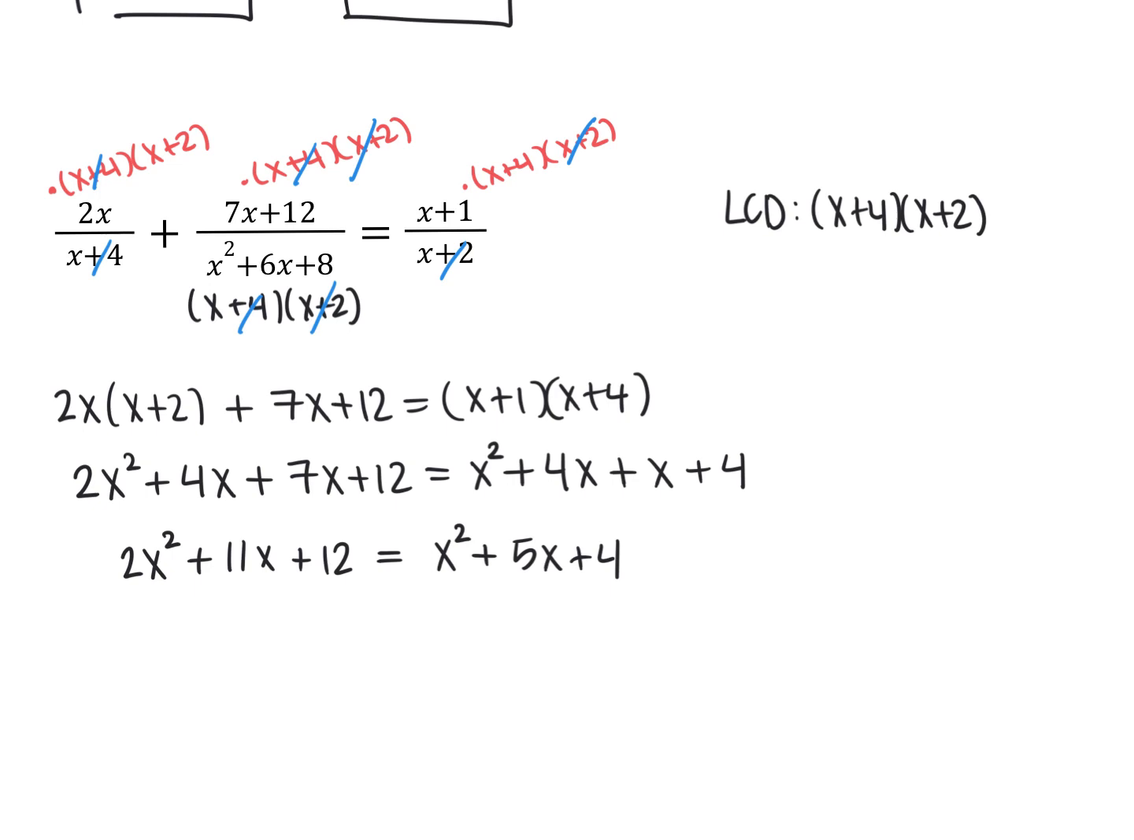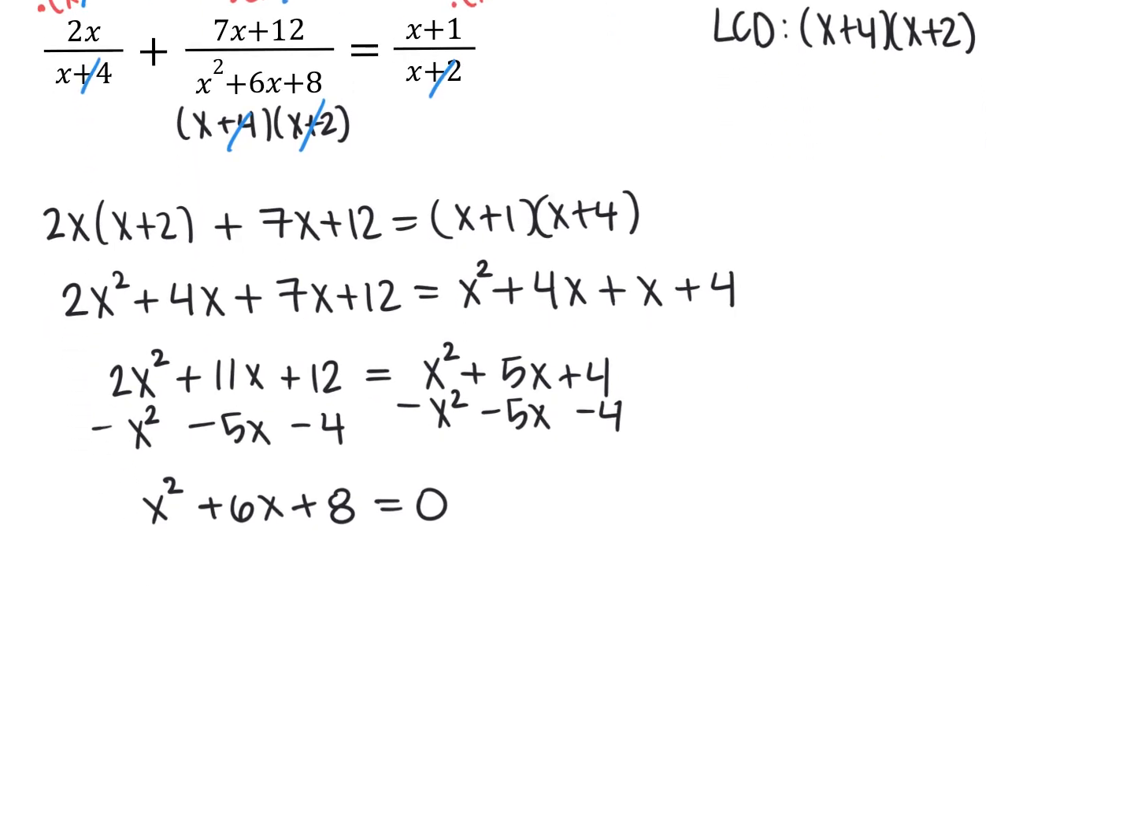Now, similarly to the last example, my x squareds aren't going to cancel, so I'm going to have to move everything over. So I'm going to subtract x squared, 5x, and 4 from both sides. And we're left with x squared plus 6x plus 8 equals 0. So when I factor that, I end up with x plus 4, x plus 2 equals 0.